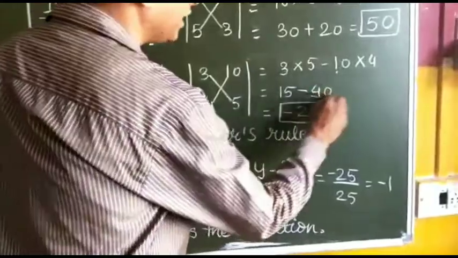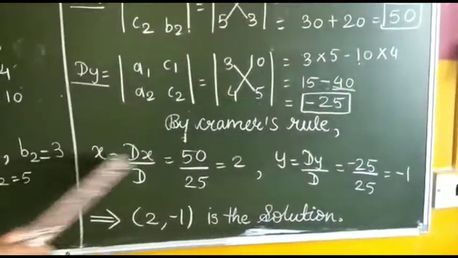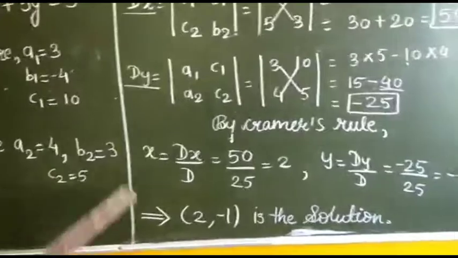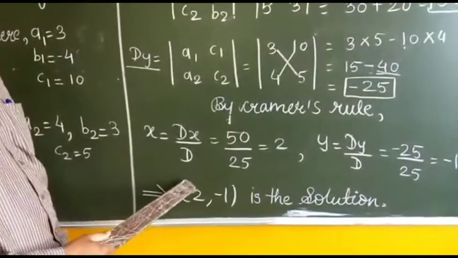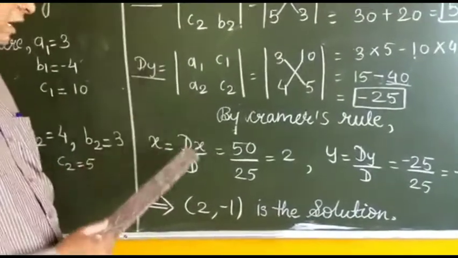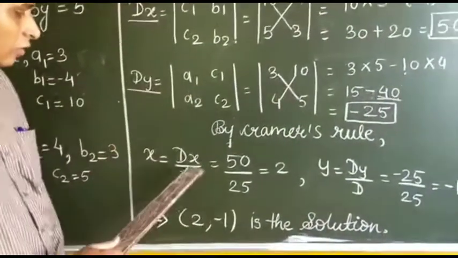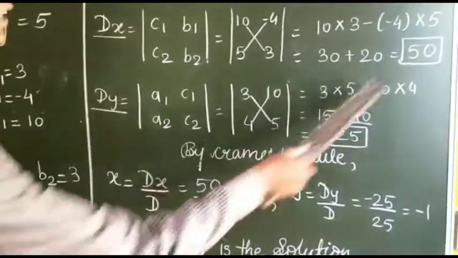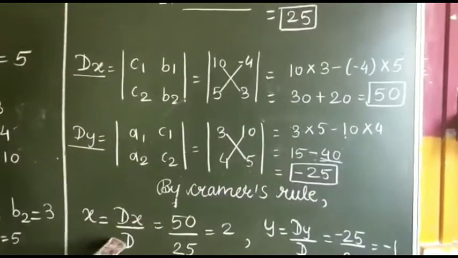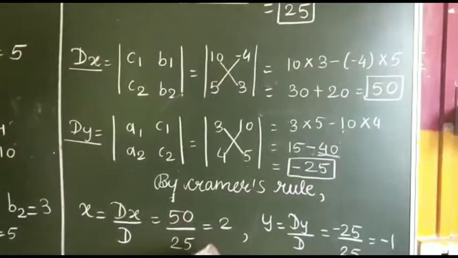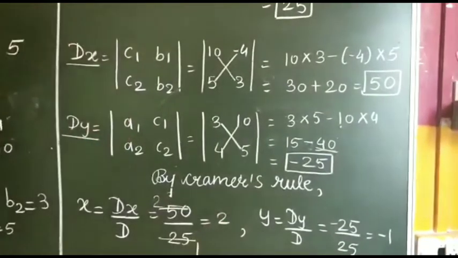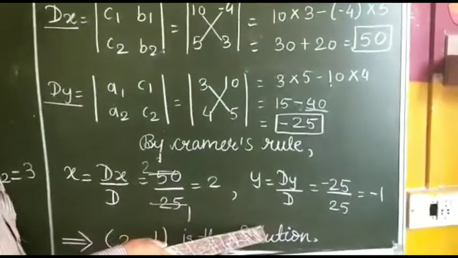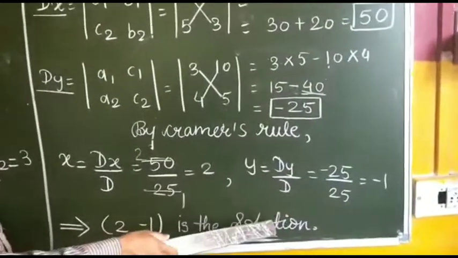Okay, apply Cramer's rule. We have to find the value of the x variable. So x is equal to Dx upon D, the value of determinant Dx upon D. What is the value of Dx? We already found that it is 50, and the D value is 25. We put these in the formula Dx upon D: 50 upon 25. The answer is 2, because 25 times 2 is 50. So the answer is 2.